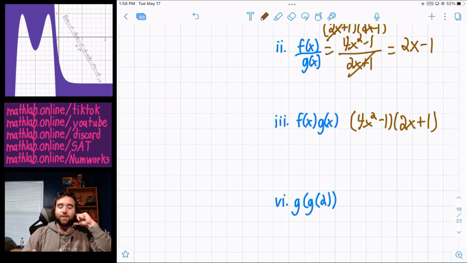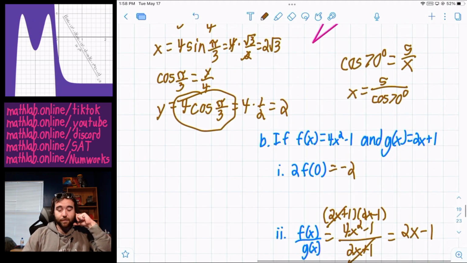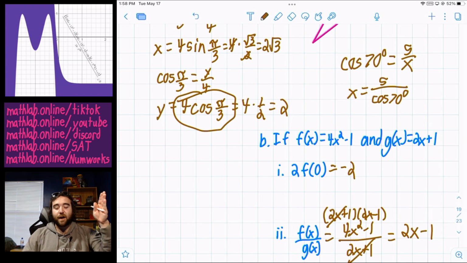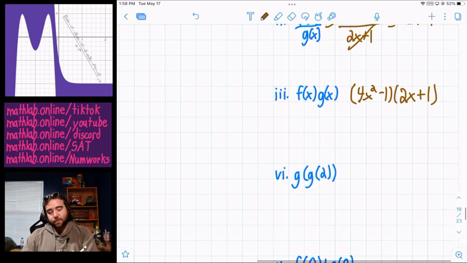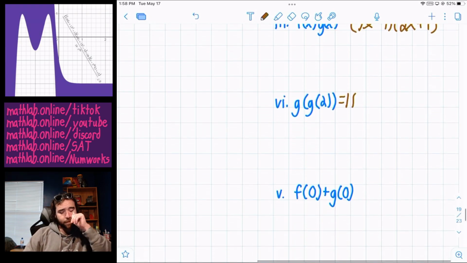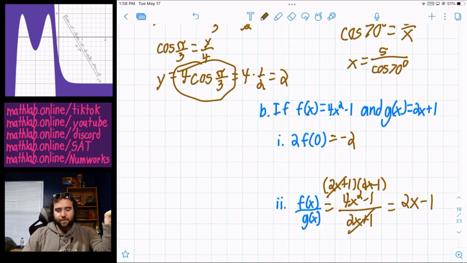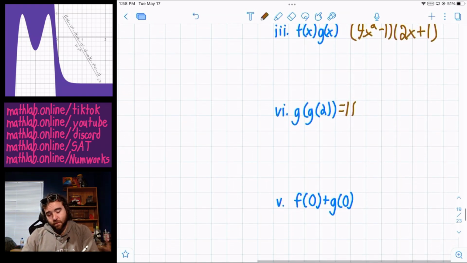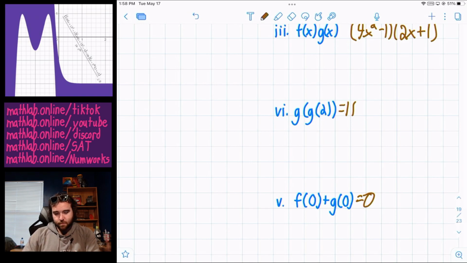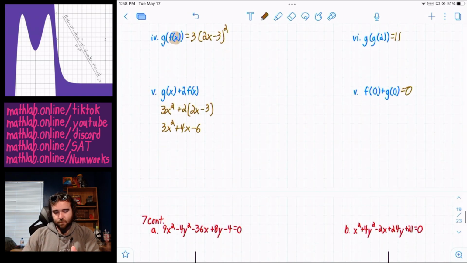And then g of 2. So g of 2, that means we're plugging in 2 into g. 2 times 2 is 4. 4 plus 1 is 5. So that means we're doing g of 5. So that's 2 times 5 is 10. 10 plus 1 is 11. F of 0 plus g of 0. Well, we already said f of 0 is negative 1. G of 0 looks like it's positive 1. So that's just 0. Okay.